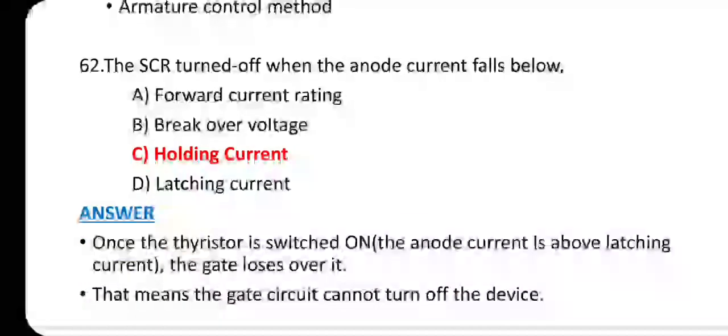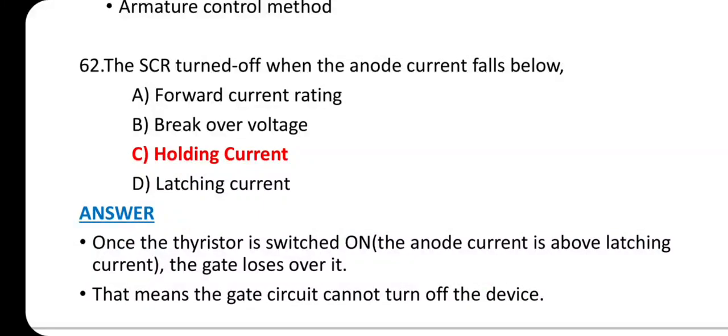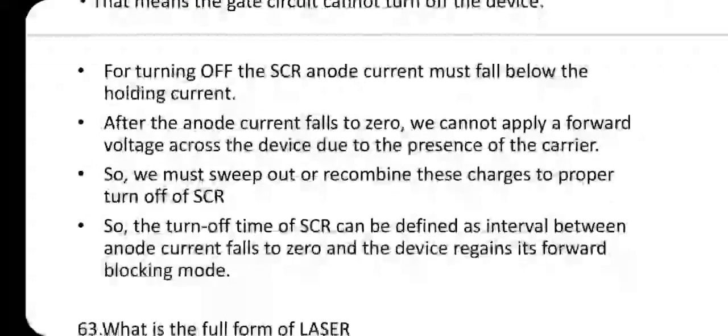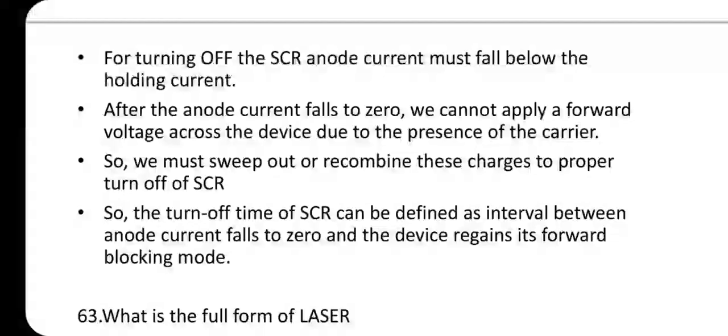62. The SCR turned off when anode current falls below. Answer is option C, holding current. Once the thyristor is switched on, the anode current is above latching current, the gate loses control over it. That means the gate circuit cannot turn off the device. For turning off the SCR, anode current must fall below the holding current.